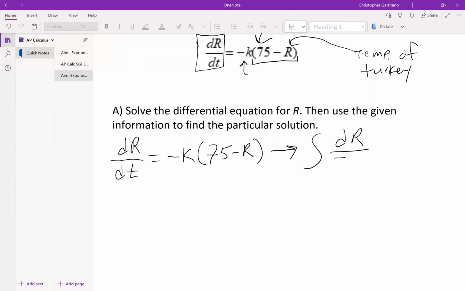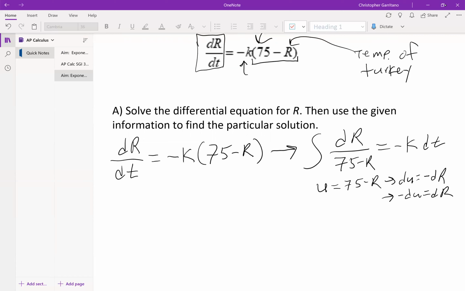dr over 75 minus R is equal to negative K dt. And just like last time, I'm going to use u-substitution to integrate here. So I'm going to let u equal 75 minus R. This tells me that du is equal to negative dr, or in other words, negative du is equal to dr. So wherever I see a dr in the expression on the left, I can replace it with a negative du. So that's what I'll do next.